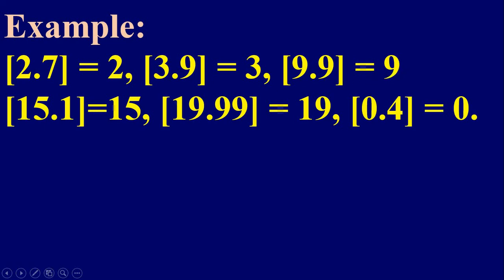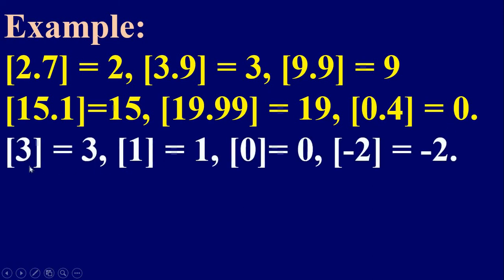Next, the greatest integer function of 15.1 is 15. The greatest integer function of 19.99 is 19. The greatest integer function of 0.4 is 0, since the greatest integer less than 0.4 is 0. So next, consider the greatest integer function of 3.